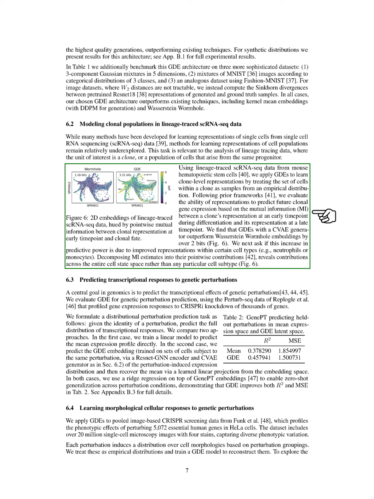Following established frameworks, we assess how well these representations can predict future clonal gene expression by examining the mutual information between a clone's representation at an early differentiation stage and its representation later on. We find that GDEs with a conditional variational autoencoder generator outperform Wasserstein wormhole embeddings by over 2 bits. We then investigate whether this improvement in predictive power is due to enhanced representations within specific cell types, such as neutrophils or monocytes. By breaking down mutual information estimates into their individual contributions, we discover that the contributions span the entire cell state space rather than being limited to any specific cell subtype.